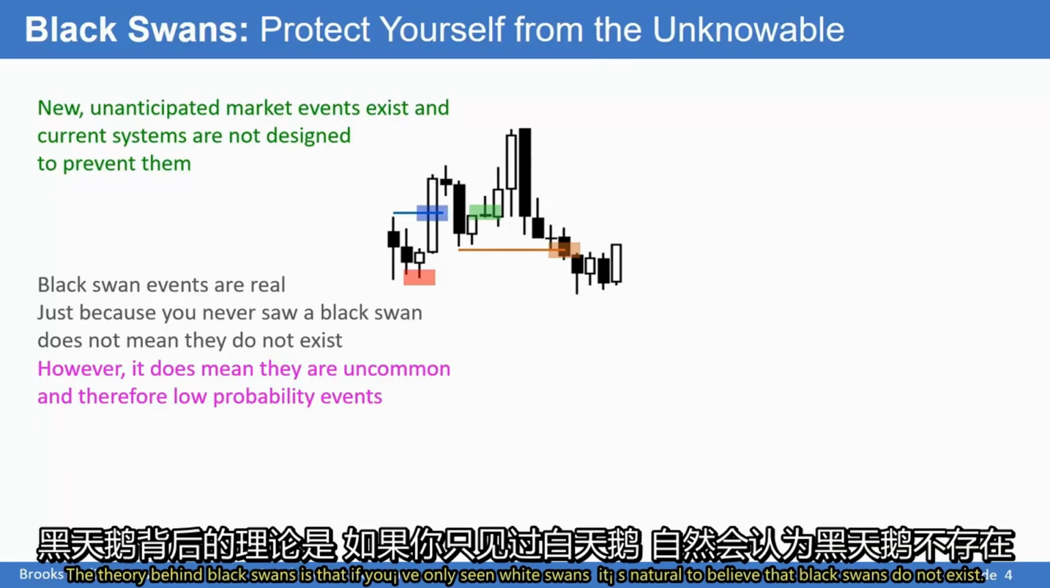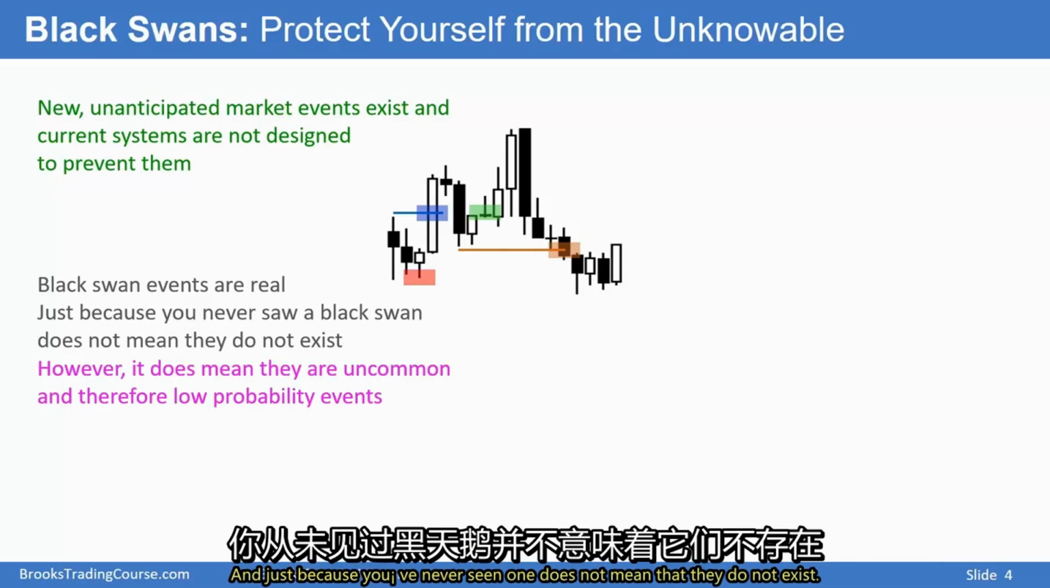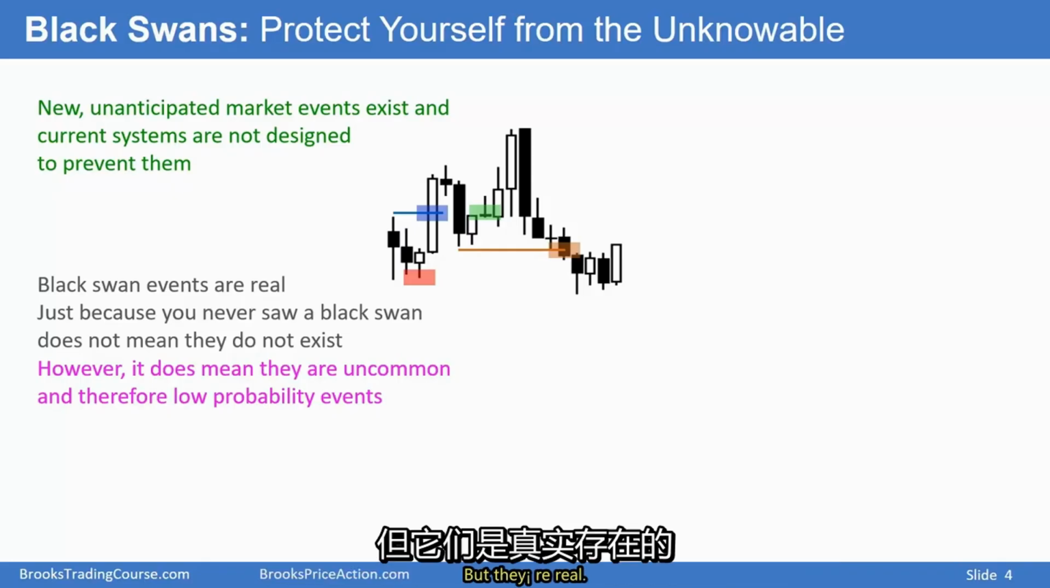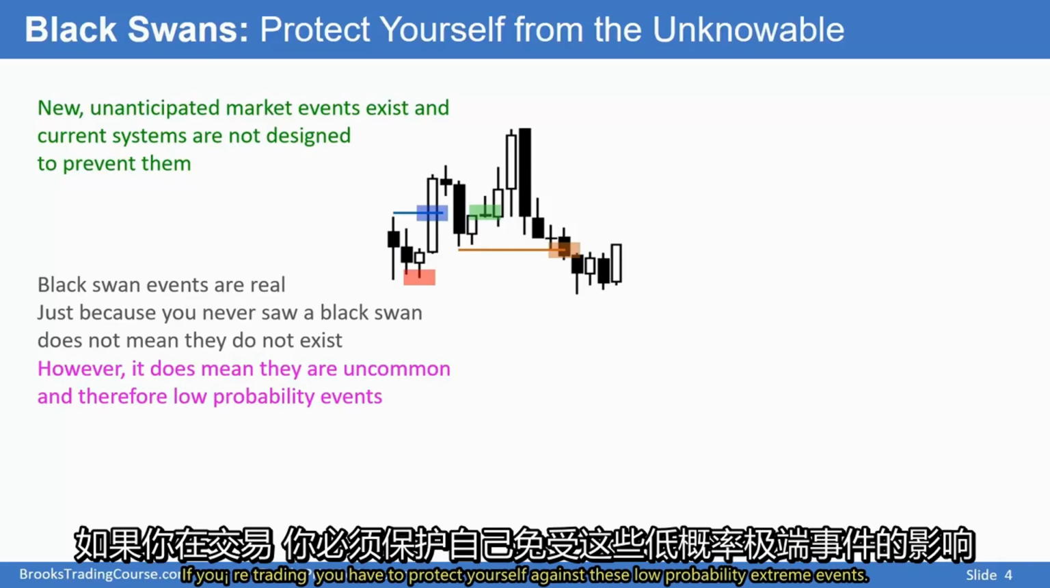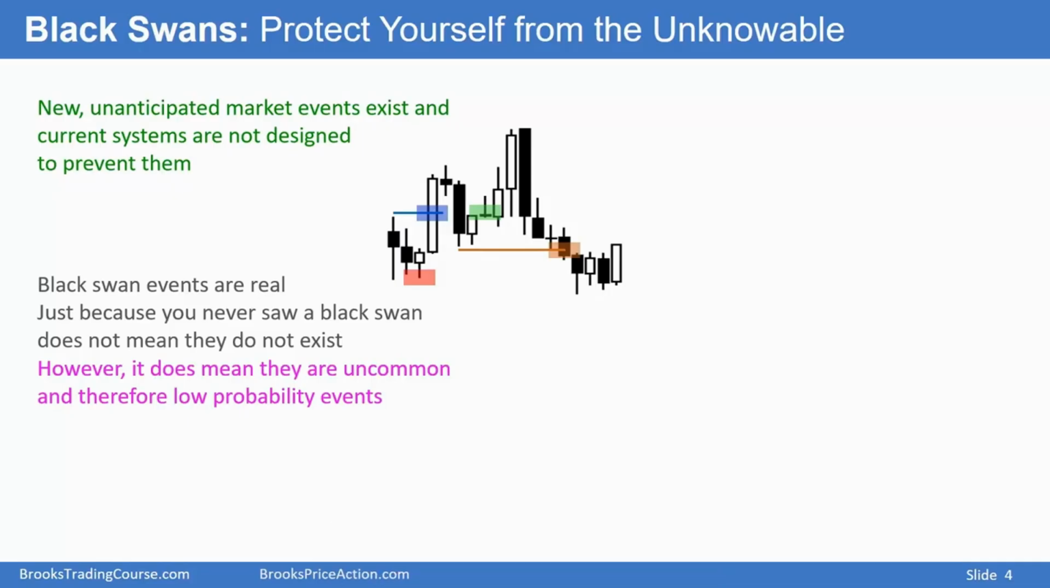The theory behind black swans is that if you've only seen white swans, it's natural to believe that black swans do not exist. But they do exist, and just because you have never seen one does not mean that they do not exist. It might mean that they're uncommon and therefore low probability, but they're real. If you're trading, you have to protect yourself against these low probability extreme events, and that's one of the purposes of protective stops.